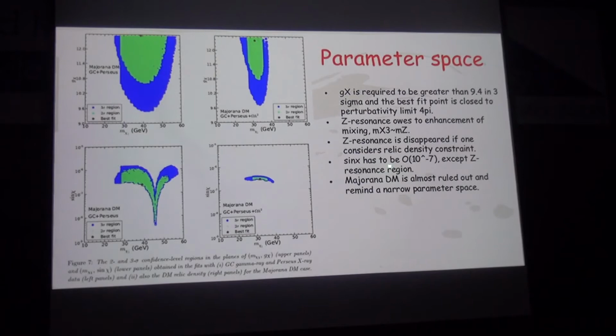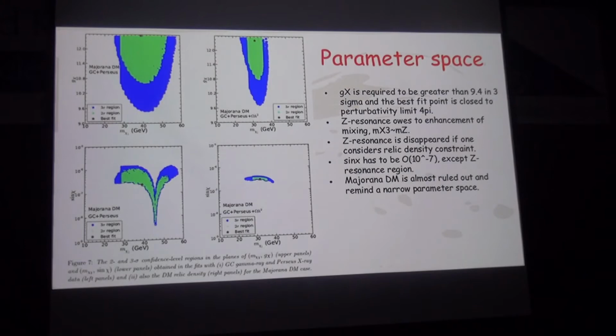The figure on the left-hand side is without relic density, and the figure on the right-hand side is with the relic density. With the relic density, you can see the resonance region is gone. So the resonance disappears if one considers the relic density constraint. And then this mixing angle, chi, has to be 10 to the minus 20 to 10 to the minus 7, except in the resonance region. Majorana dark matter is almost ruled out, and only a narrow parameter space remains.